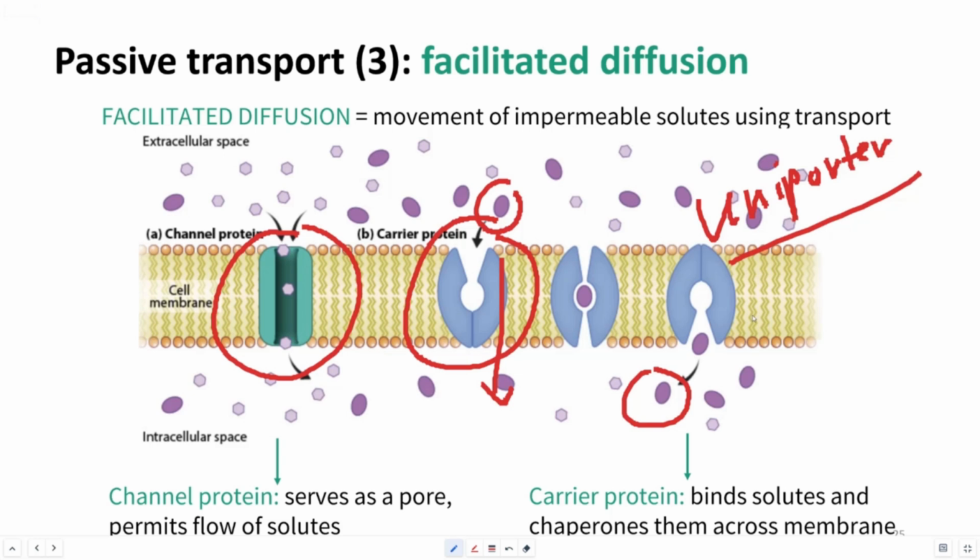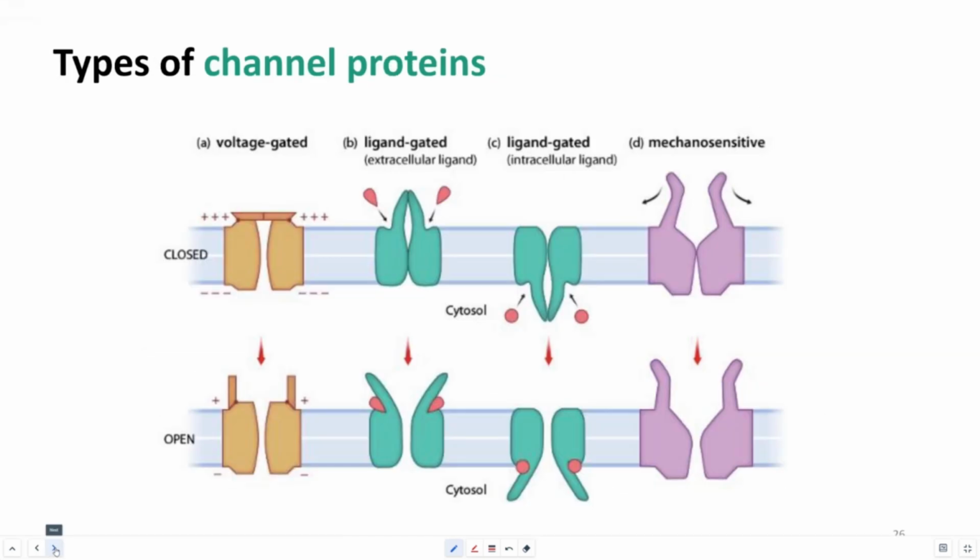The number of channels and carriers determines what we call the maximal rate of transport, which is referred to as transport maximum. This refers to the maximal speed at which a substance can be moved into a cell. A cell can alter the transport rate by changing the number of channels or carriers to meet the needs of that cell. Here is a chart showing you the types of channel proteins.